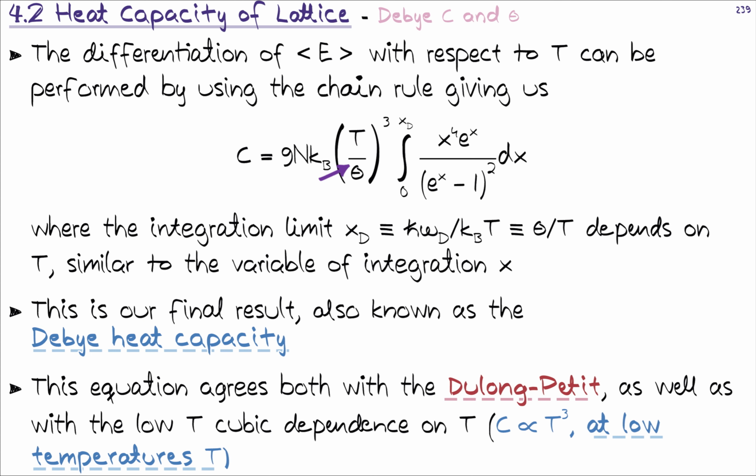And when we go to the higher temperatures, then this whole thing starts to approach 3 times R, the gas constant value, so 25 joules per mole per Kelvin, and this is the Dulong-Petit value.